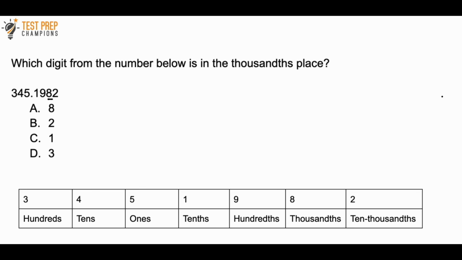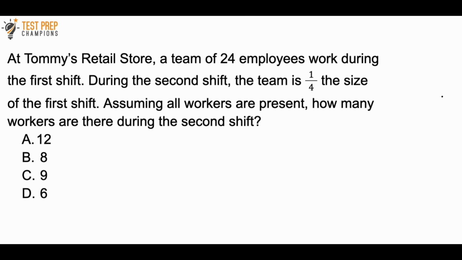At Tommy's retail store, a team of 24 employees work during the first shift. During the second shift, the team is 1/4 the size of the first shift. Assuming all workers are present, how many workers are there during the second shift? Is the answer A, B, C, or D?